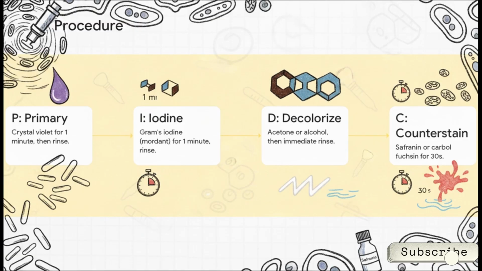You use acetone for a super quick 2 to 3 seconds, or alcohol for 20 to 30 seconds, followed by an immediate water rinse. Finally, C is the counterstain. That's safranin or dilute carbol fuchsin for 30 seconds. So again, PIDC. Lock those specific timings right into your brain.